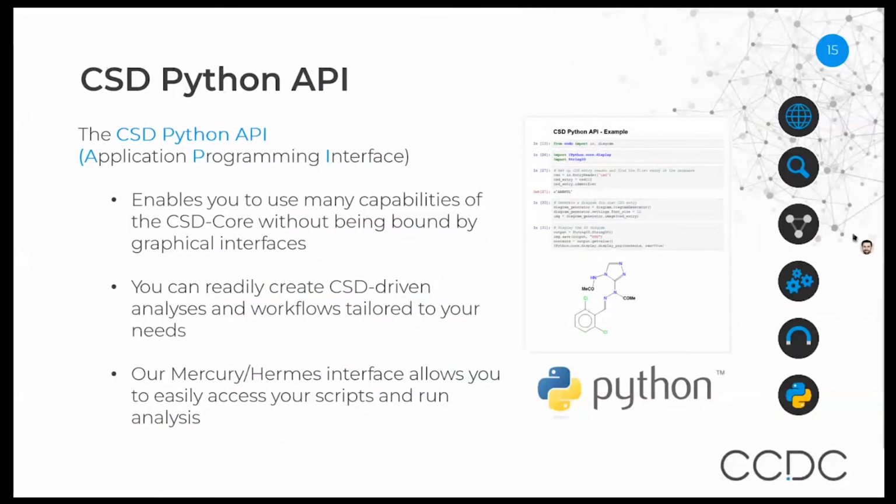Thank you very much for that. So I'll be giving you a very quick overview about the API, what it is, and why you'd want to use it. So API in this case stands for Application Programming Interface, not the pharmaceutical type of API. And it essentially allows you to interact with our CSD tools without having to worry about using a graphical interface. And there's obvious benefits to doing that. Mostly because you can make your own workflow, you can make your own analyses, they're tailored to your needs, but you can still interface with Mercury and Hermes through the GUI if you wish to run some of the scripts.